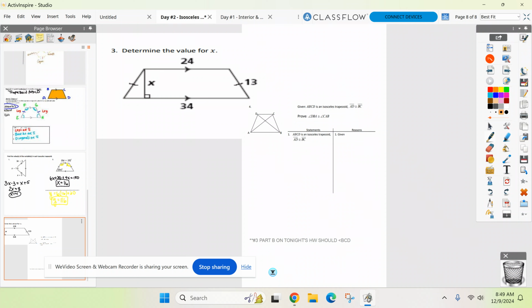Looks like it's an isosceles trapezoid. If that's 13, we can at least label 13 over there. Where are we going to go with this? Let me give you a hint to get started. Draw in the other altitude on the other side. So coming from the other vertex here, draw in the other altitude for me.